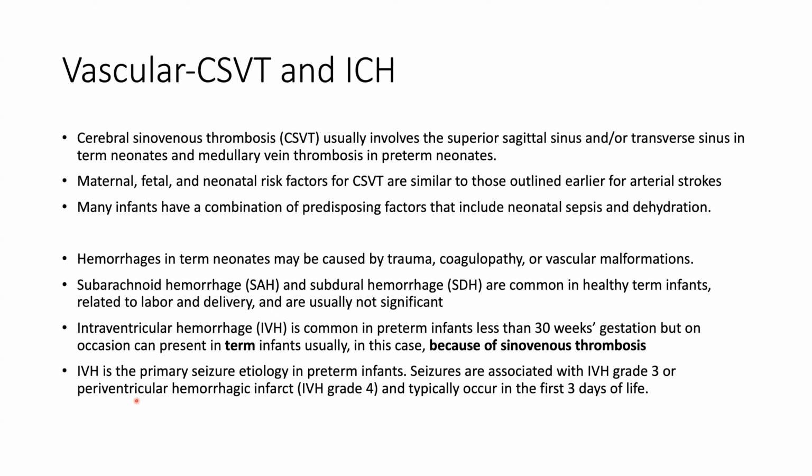So again, CSVT has a group of risk factors. So in newborns, in most of the neurological disorders, we do not discuss about a single cause. We implicate a series of risk factors, right? So similarly, CSVT can have maternal, fetal, neonatal risk factors, and thankfully they are the same as those outlined earlier for arterial strokes. So many children have a combination of predisposing risk factors, and you know that infection and dehydration are very important risk factors.